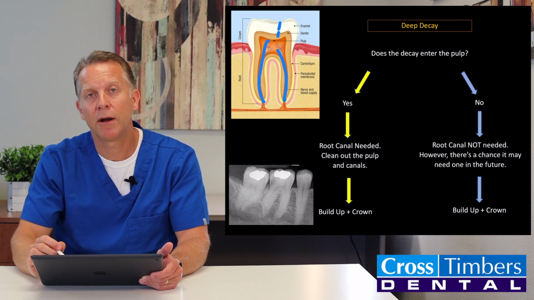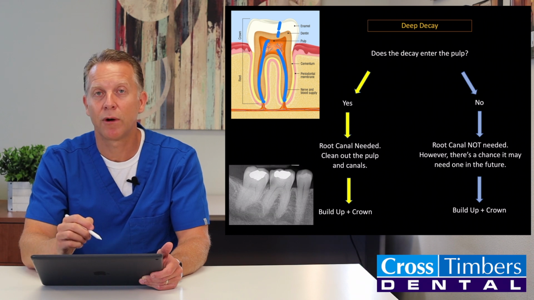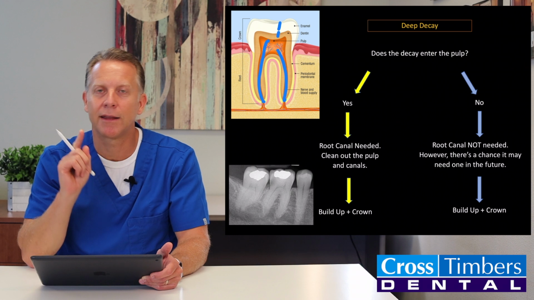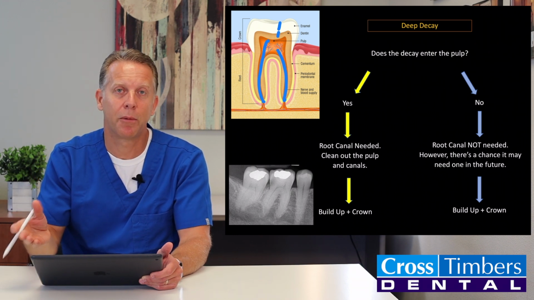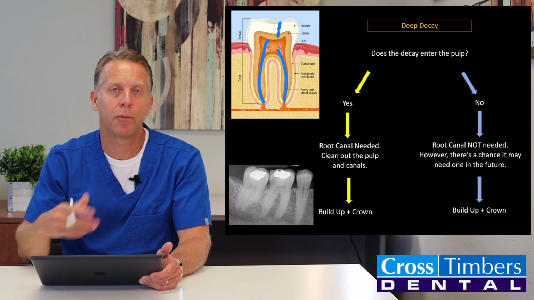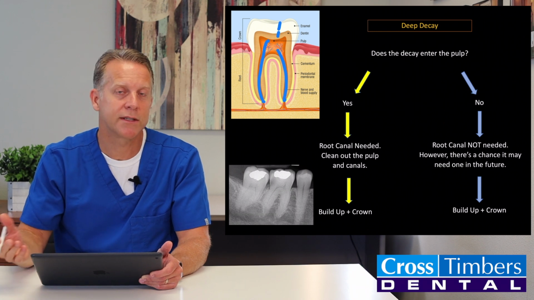If, however, we're in there and the decay has been removed and it does not enter the pulp, but stops short of that, well, then you don't need a root canal. I'll say you don't need a root canal at that moment. Whenever decay gets really close to the nerve or close to the pulp and we remove it all, there's still a chance later that tooth could flare up or cause an infection, or what we call necrosis, and cause a problem, in which case it might need a root canal.